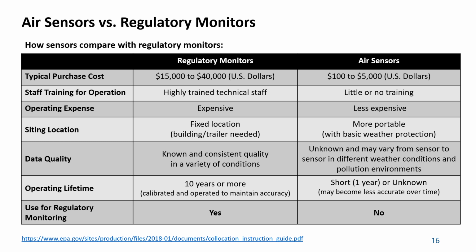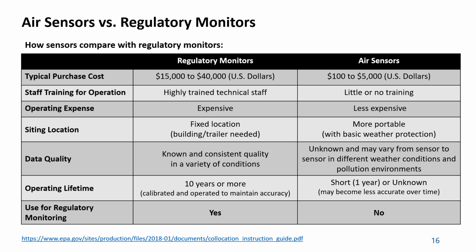It is expensive to operate a regulatory monitor, and it must be in a fixed location with power and temperature control. Air sensors are less expensive to operate and are more portable as long as they have basic weather protection. The data quality from regulatory monitors is reliable and consistent in different conditions, whereas the data quality from sensors is more variable, and different weather conditions and pollution levels can impact data quality.